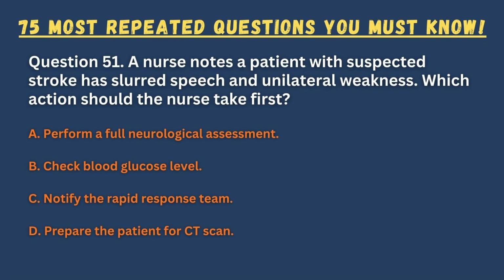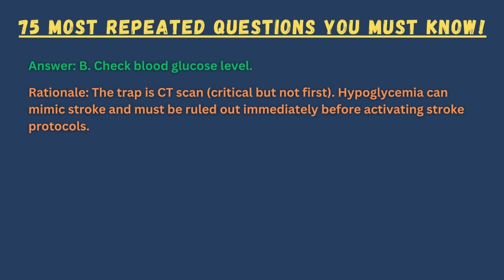Question 51. A nurse notes a patient with suspected stroke has slurred speech and unilateral weakness. Which action should the nurse take first? A. Perform a full neurological assessment. B. Check blood glucose level. C. Notify the rapid response team. D. Prepare the patient for CT scan. Answer: B. Check blood glucose level. Rationale: the TRAP is CT scan critical but not first. Hypoglycemia can mimic stroke and must be ruled out immediately before activating stroke protocols.